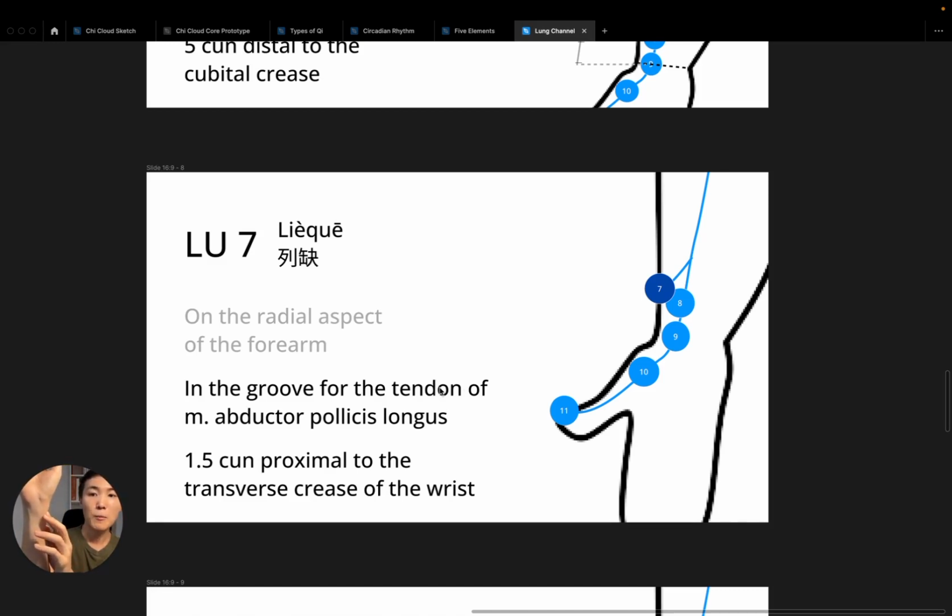And if you go 1.5 twin proximal to the transverse crease of the wrist, you're basically going to go below that bony bump, going to be the styloid process of the radius. Right below that, you'll feel an actual groove. It's actually carved in your bone. That's the groove for the tendon of abductor pollicis longus. And if you measure 1.5 twin proximal to the transverse crease of the wrist, you'll find lung 7 right there.